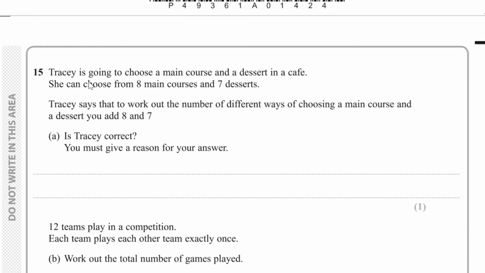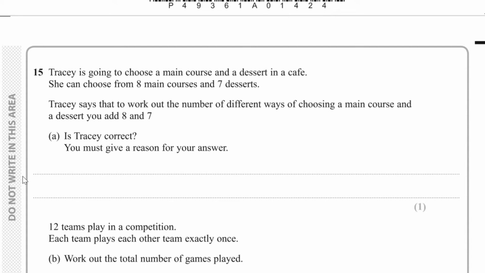Question number 15. Tracy is going to choose a main course and a dessert in a cafe. She can choose from 8 main courses and 7 desserts. Tracy says that to work out the number of different ways of choosing a main course and a dessert, you add 8 and 7. Is Tracy correct? You must give a reason for your answer.